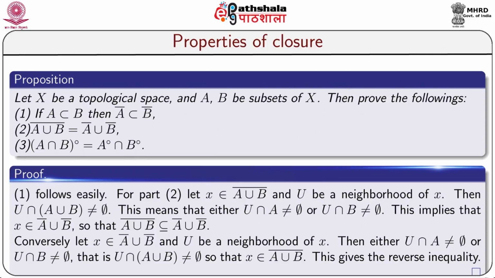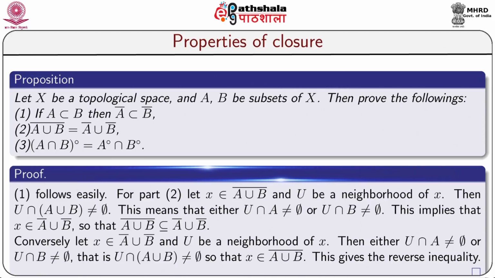One is obvious. For part 2, let us consider x belonging to the closure of A union B, and let U be an open set containing x. Then by definition, obviously U intersection (A union B) is non-empty. This means that either U intersection A is non-empty or U intersection B is non-empty. This implies that either x is a limit point of A or x is a limit point of B. That means x belongs to A bar union B bar.